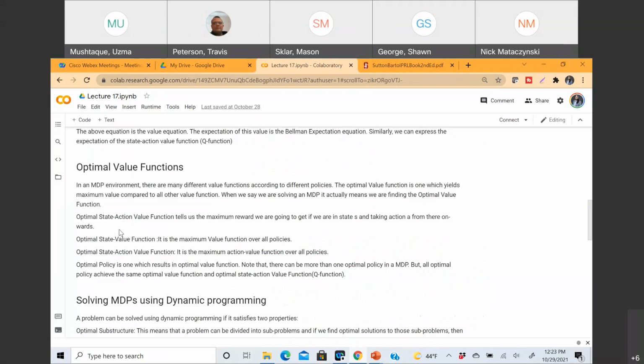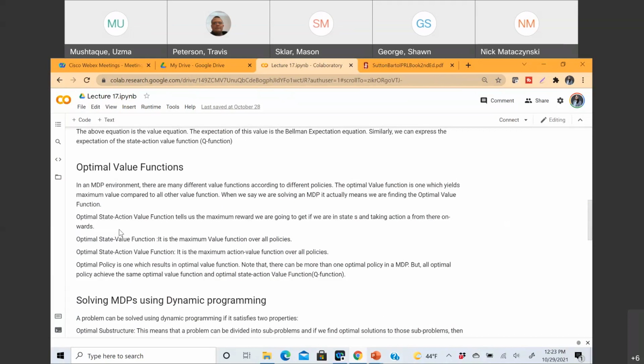So coming to these optimal value functions, what exactly is an optimal value function? Because we have these two equations, the Bellman expectation equations, we'll just focus on these two equations, right? So the optimal value function, or the V that we have, is the one which will give us the maximum value compared to all other value functions. It's as simple as that. So when we say we are solving an MDP, it means we're finding the optimal value function, right?